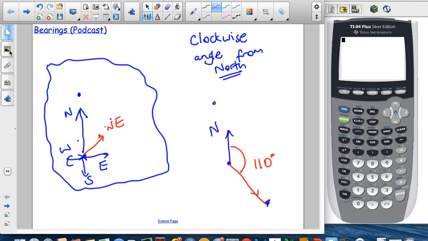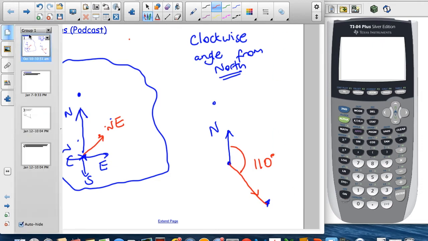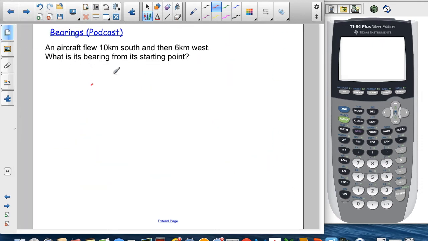All right, so let's try a problem involving bearings. An aircraft flew 10 kilometers south and then 6 kilometers west. Good idea always to start by just drawing the picture. So there's my aircraft, and it's going to go 10 kilometers south and then 6 kilometers west. So that is right, yeah?